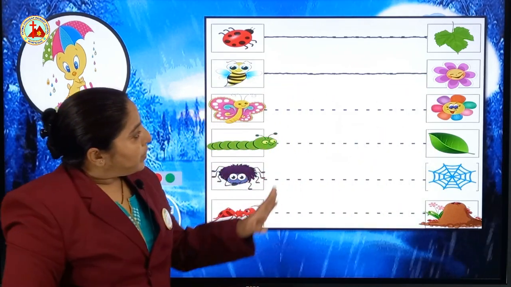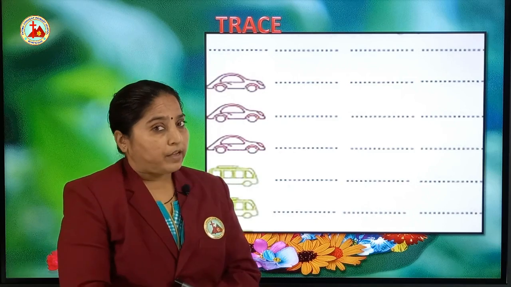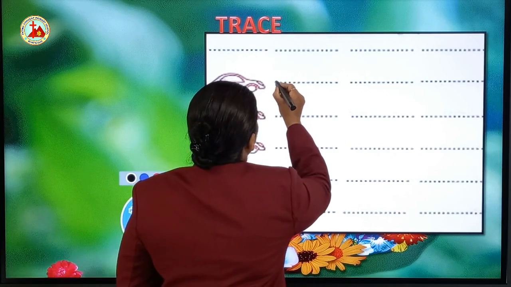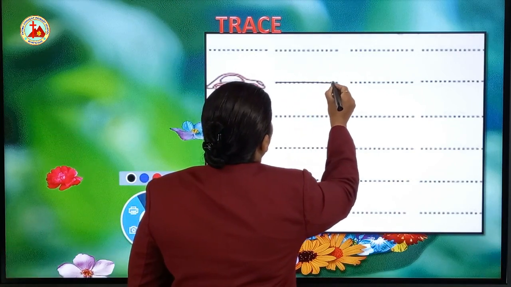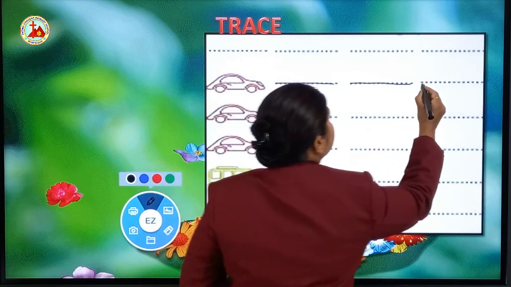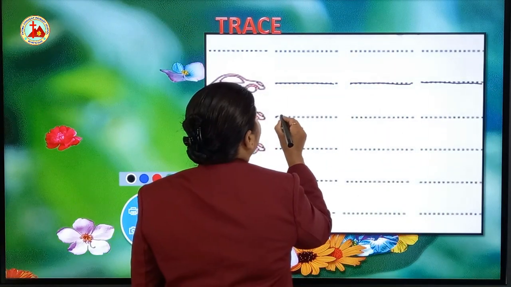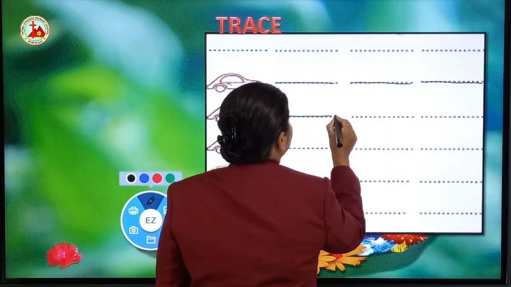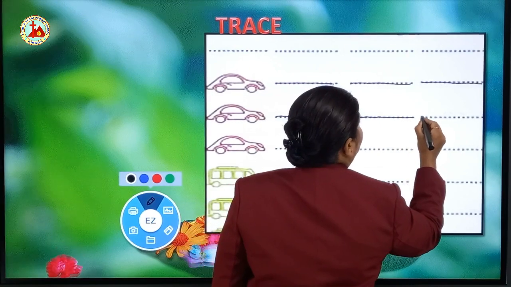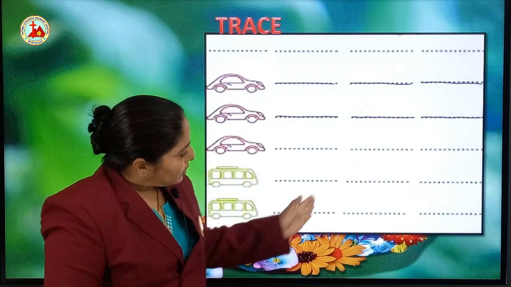Okay children, like this way you have to draw all the sleeping lines. In your textbook dotted lines are given, so first you have to trace out the lines. Along with writing, what do you have to do? Yes, you have to say sleeping line. Which line is this? Sleeping line. So you have to also say the sleeping line. Like this way you have to finish all your work.